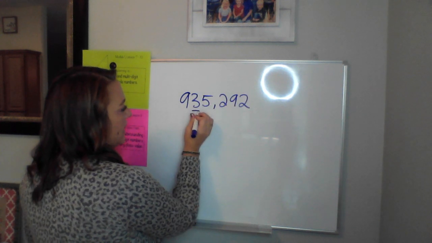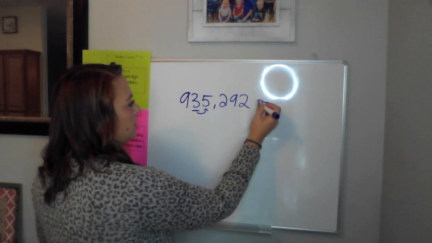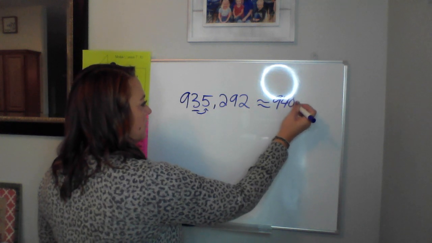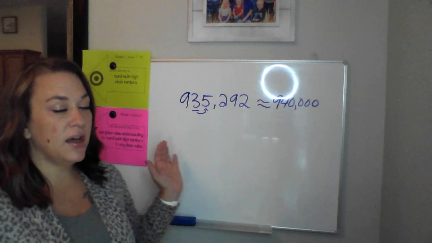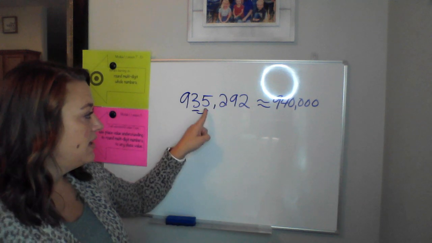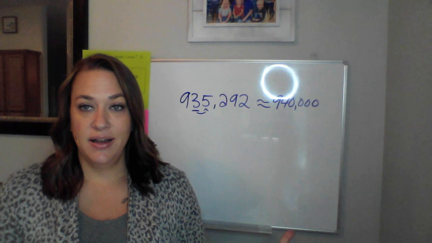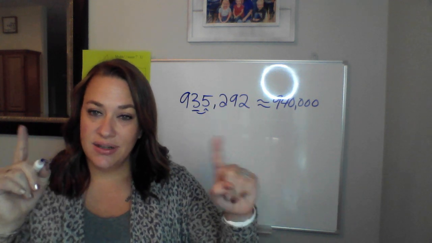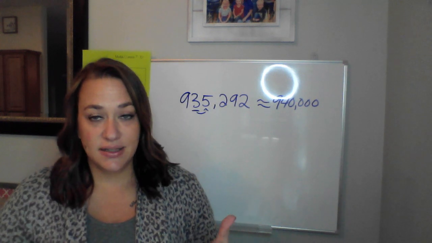935,292, the nearest 10,000s, I rounded up because I had a 5 to the right, to 940,000. So we would want to round to the nearest 10,000s in that case, because if I rounded down, or if I rounded to my thousands place, I rounded down and I would have less than. So that strategizing of, well, do I want to round to the nearest 10,000, 1,000, 100,000? It all depends on what the question is asking.